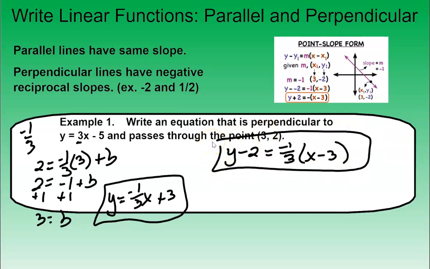So now I would just read carefully what the problem is asking you. If they're asking you to write in a certain form, then write in that form. Otherwise, if it didn't say, then you can do either slope-intercept form or point-slope form. So that's how you can write linear equations that are parallel or perpendicular to a given function.